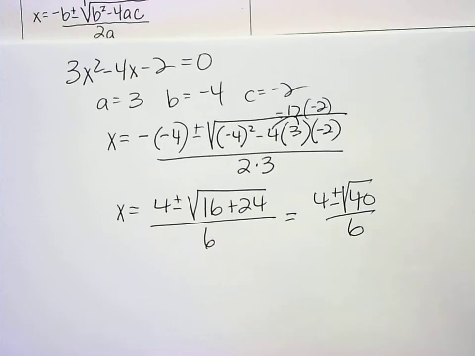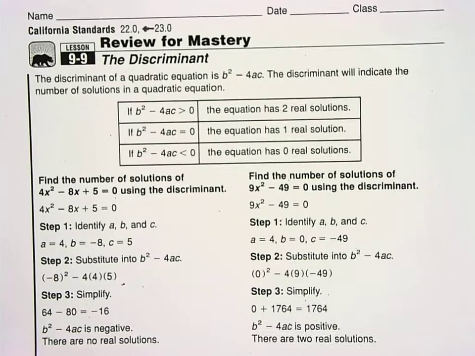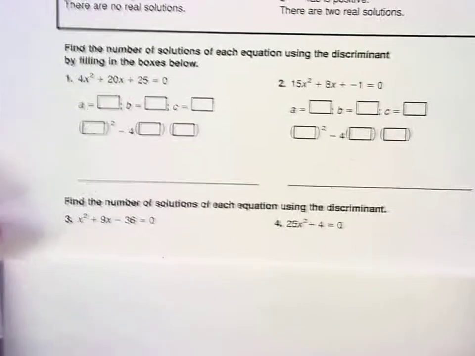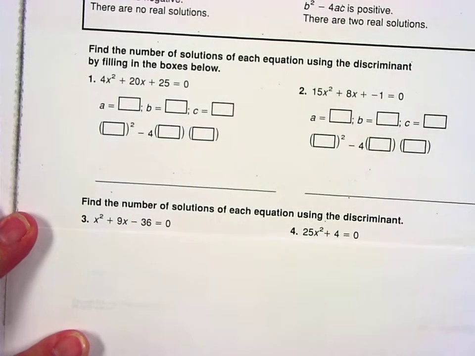I'm going to do a couple of your problems on your homework, which looked like this. The discriminant, page 127. Find the number of solutions.